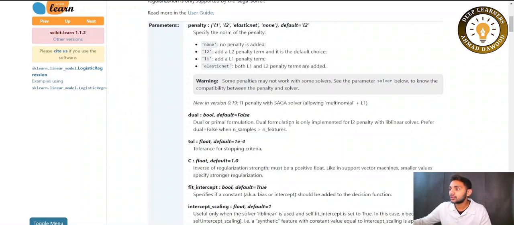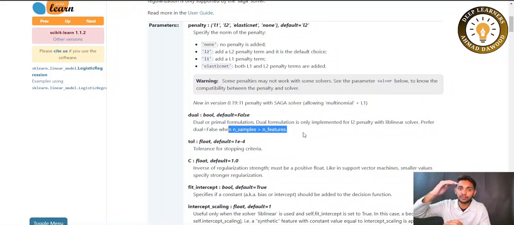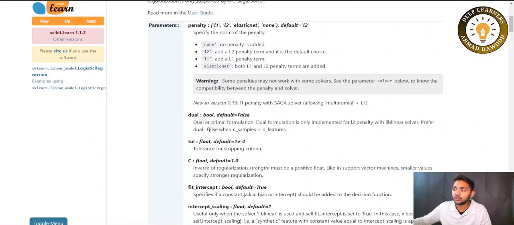Okay, so dual formulation is only implemented for L2 penalty with the linear solver. Prefer dual equal to false when n_samples is greater than n_features. They are also telling you that if your number of samples is more than the number of features that we usually have in our data sets, then the preference is that you should use dual equal to false.